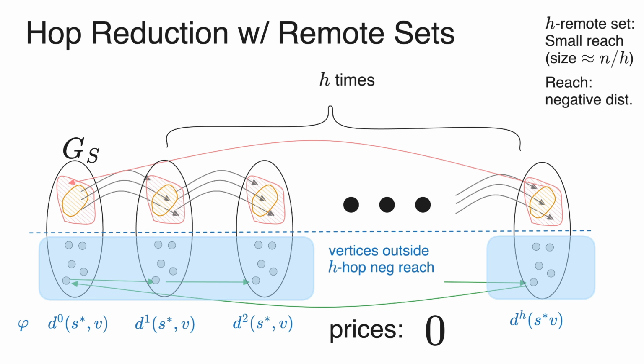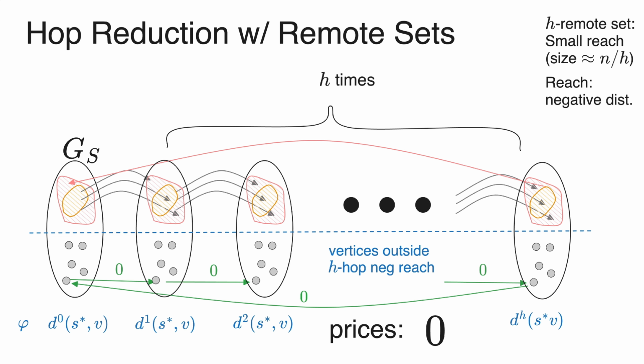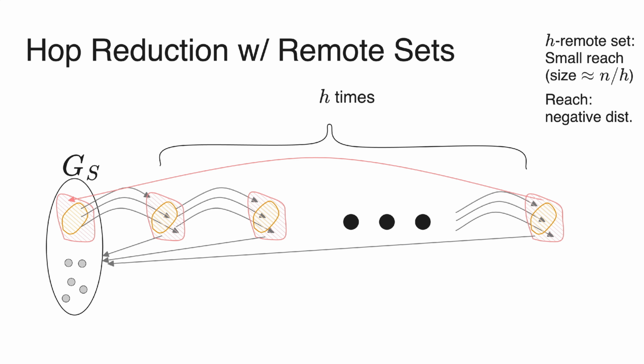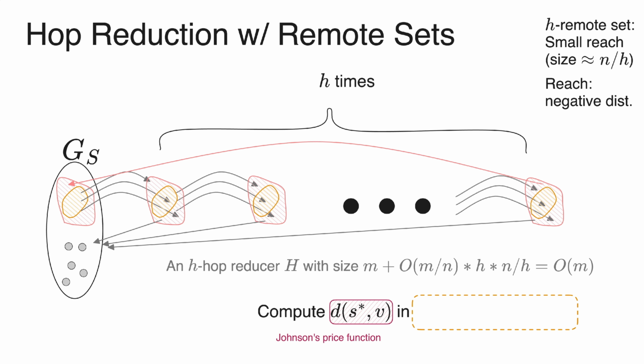So this implies all these length-0 self-loops between consecutive layers remain length 0. And we can actually compress these parts. Equivalently, when we build the layer graph, we only need to copy the h-hop negative reach of S multiple times. And we know this h-hop negative reach has a small size by the definition of h-remote set. So this hop reducer turns out to have a small size. It has size O(m).